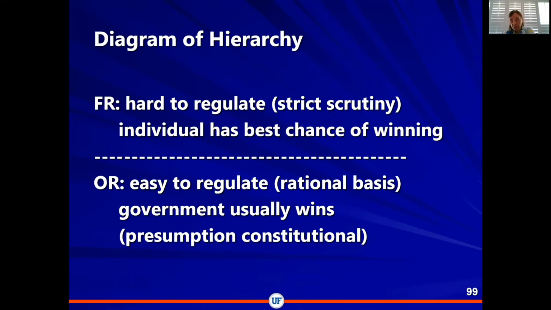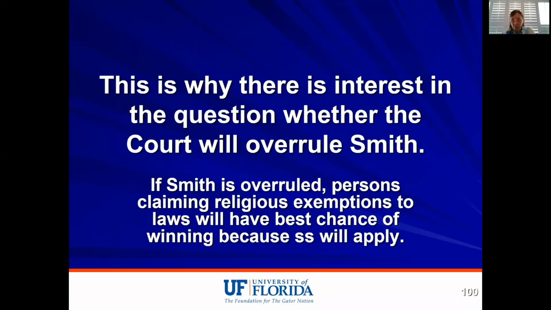So we go back to that, right? Fundamental rights are hardest for the state to regulate; the individual has the best chance of winning. Ordinary rights are presumed constitutional; they just have to be rational. This is why there's an interest in the question whether the court will overrule Smith, because Smith left it down there in that rational basis realm. The court can put it back up in strict scrutiny. Congress couldn't, but the court could do that. And then it makes it easier for people to claim exemptions from these neutral laws of general applicability. That's kind of what's at stake in some of these cases. I think this case eventually will get to the court, sooner or later.